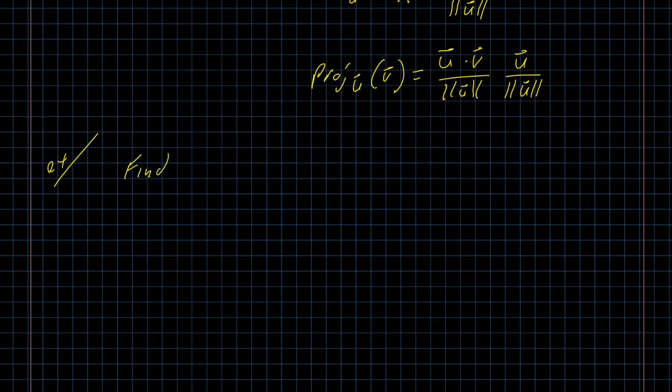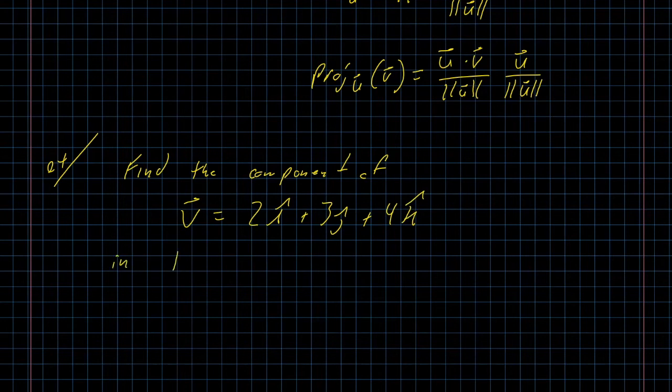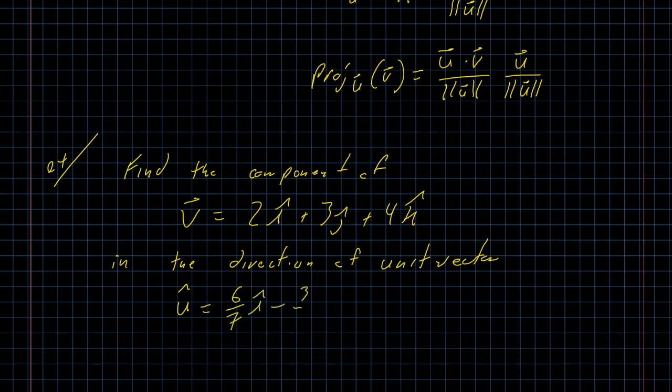Let's find the component of vector v, how about 2i plus 3j plus 4k, in the direction of the unit vector. u hat is going to be 6/7 i minus 3/7 j minus 2/7 k.